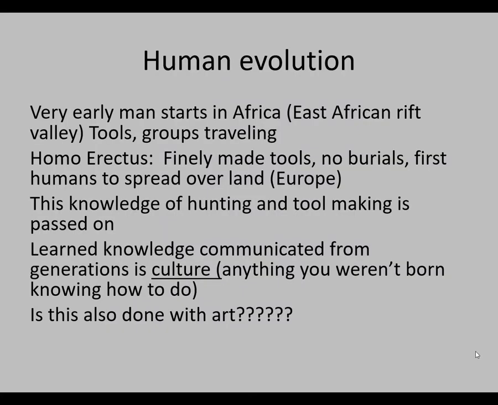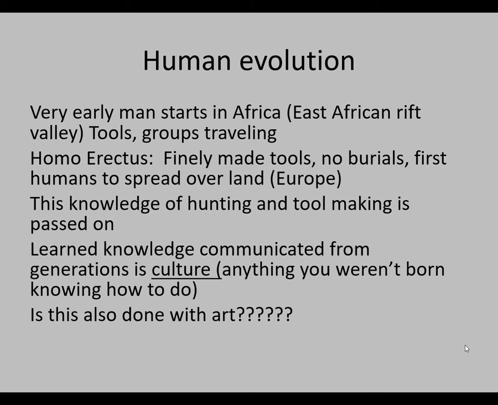So it's important to talk about human evolution when we're talking about prehistoric art. Very early man starts in Africa. He makes tools. He travels in groups. Homo erectus, first man standing, had very finely made tools. As a matter of fact, they're very decorative, and some people consider those the first works of art. They did not bury their dead, and that's important to note because we're going to look in the future: is this what we call a civilization? These were the first humans to spread over land all over Europe.